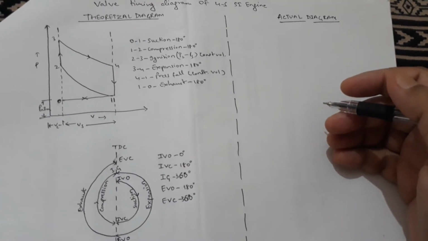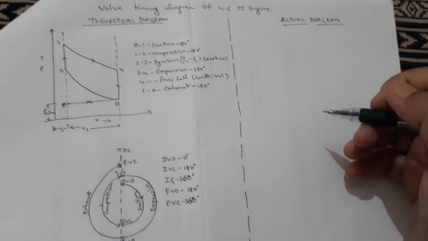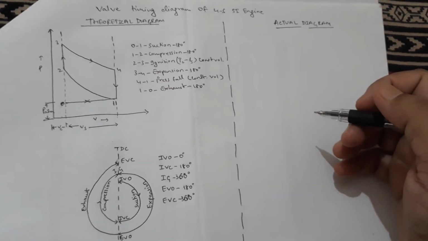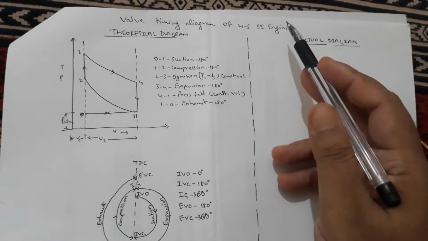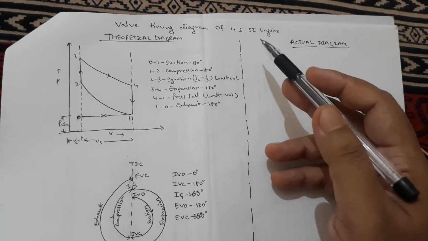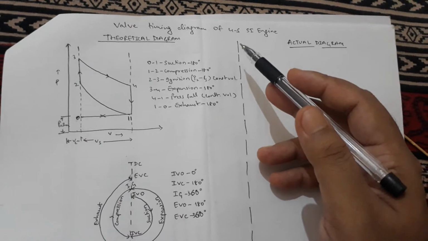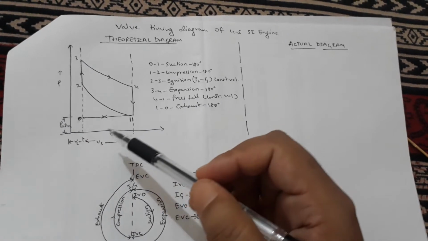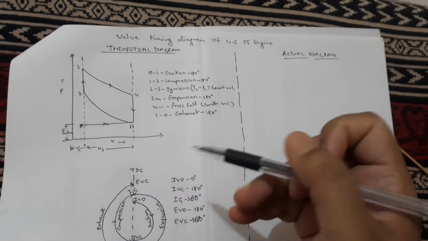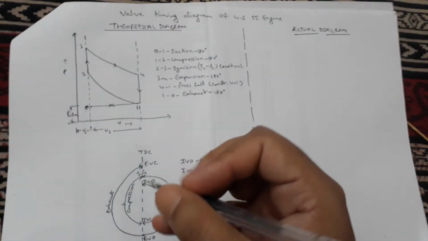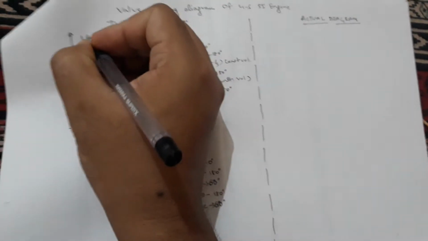Technology in Vadodara. And today we are going to discuss the topic valve timing diagram, particularly of 4-stroke SI engine. Now when I say 4-stroke SI engine, it means a petrol engine which will run on 4-stroke. Stroke is basically nothing but the movement of piston between TDC and BDC.